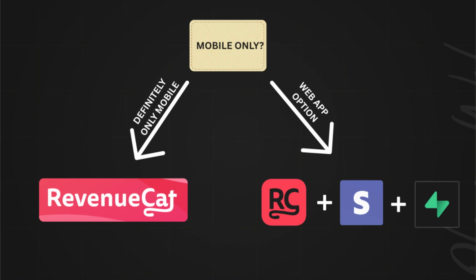2, do I want to sell on the web as well, either now or eventually? Because if yes, then you need Stripe in the picture, and you need a way to keep both systems in sync. That's where having your own backend really matters here.